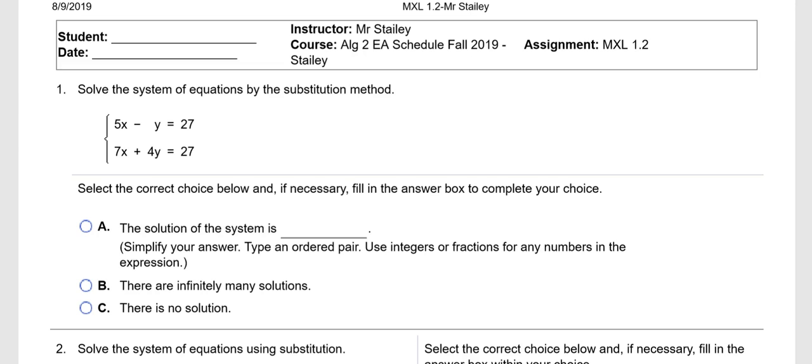Okay, in section 2, we're dealing with substitution and elimination, and yes, we will deal with substitution first.